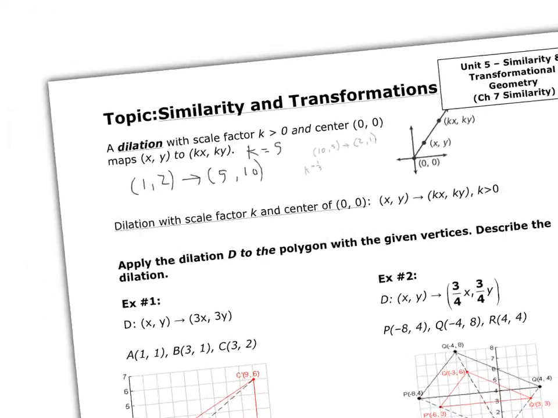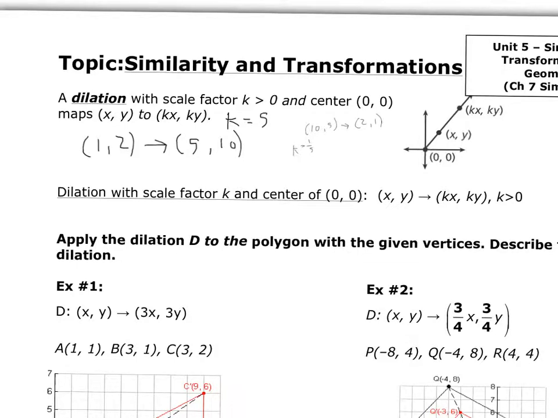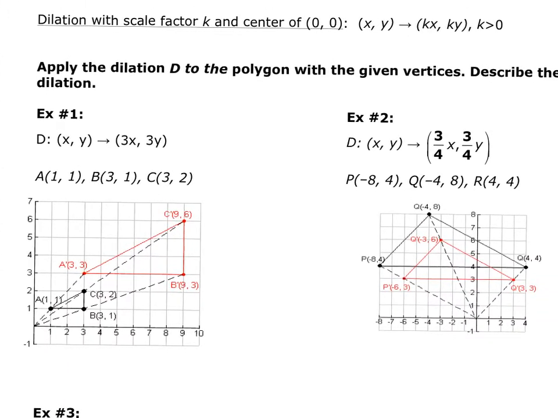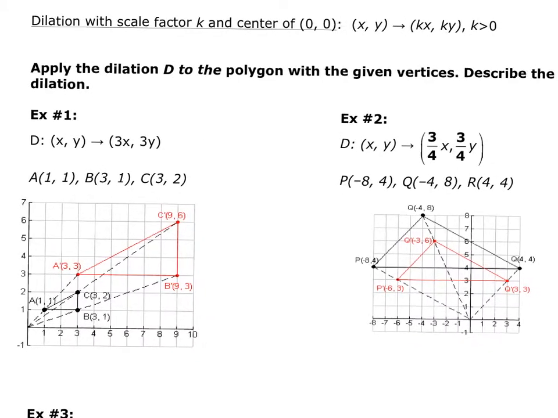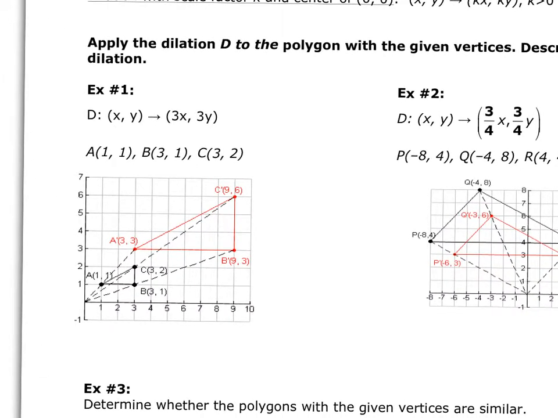Another thing that you need to consider is dilation with scale factor k and center of (0, 0): (x, y) goes to (kx, ky), and k is greater than 0. It's basically saying the same thing, just telling you how to dilate. It's a general formula for you. Now it says, apply the dilation to the polygon with the given vertices and describe the dilation.